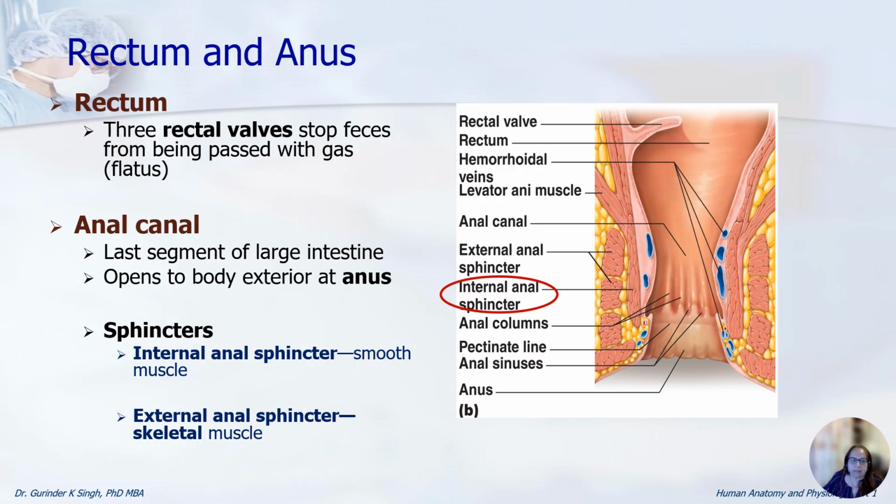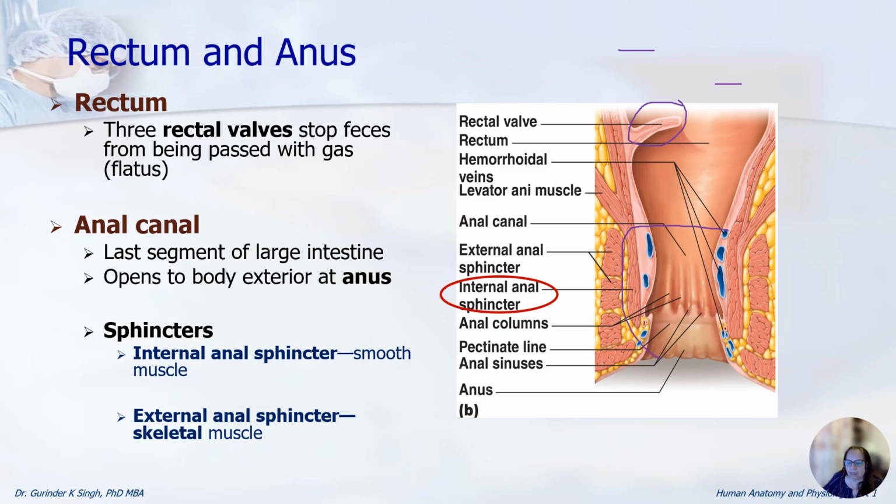Let's look at the rectum and the anus. The rectum actually inside has 3 walls. This picture only shows 1 wall. The other one will be on this side, and another one here. We call them rectal valves. They stop the feces from being passed whenever gas is passed. And then the lower portion is the anal canal.